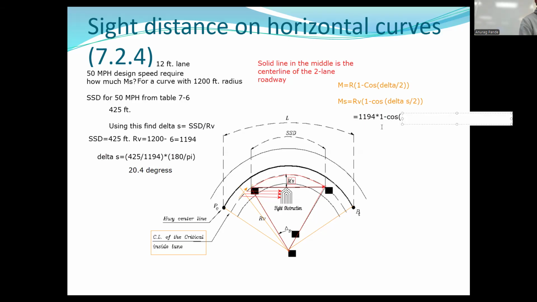So yeah, you're going to be able to apply this formula here. So 1194 times 1 minus cosine 20.4 divided by 2. And that will give you how much distance you need to clear from the center line of the inner lane so that you are able to provide a 50 miles per hour design speed. Okay, so let's see. What is the answer here?